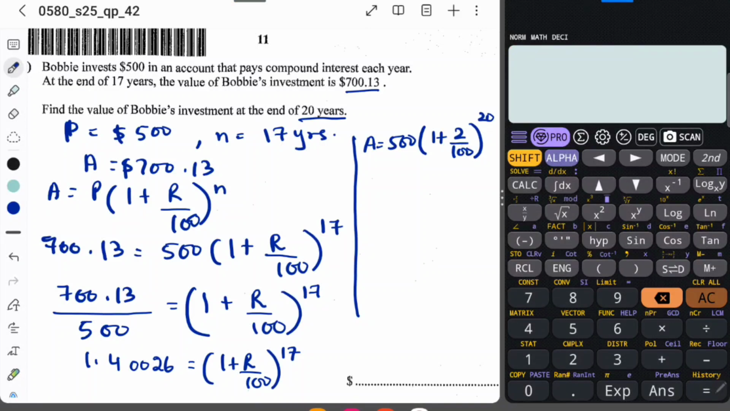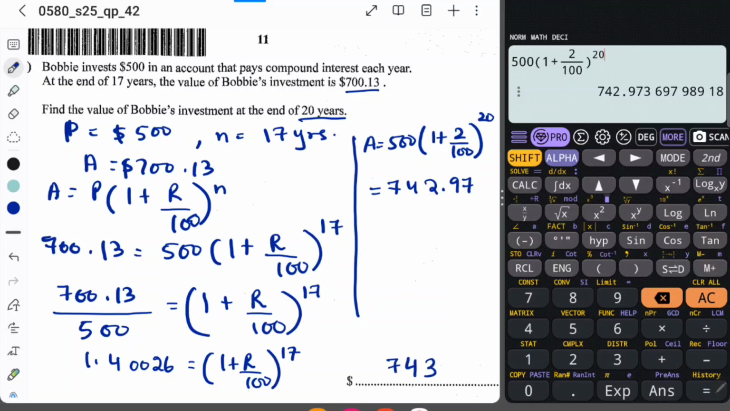So just quickly find out this one: 500 times 1 plus 2 upon 100, and then you will have to find the power, which is 20. So that is becoming 742.973. So 742.97, and in three significant figures it is $743.